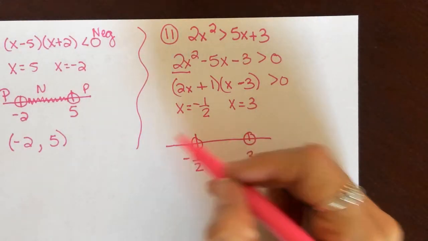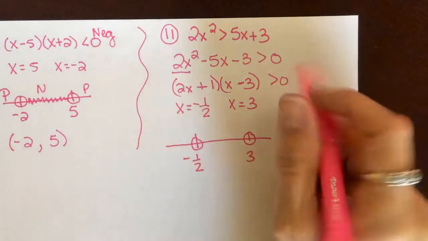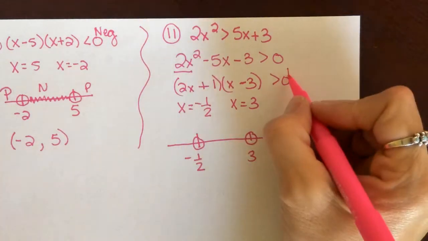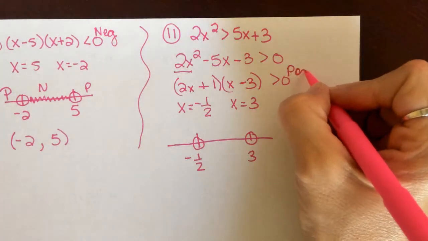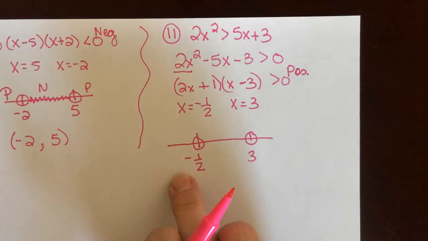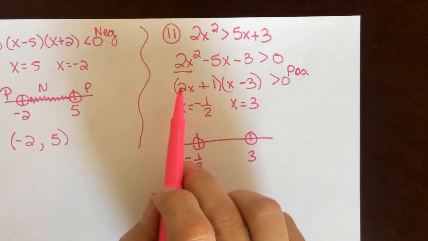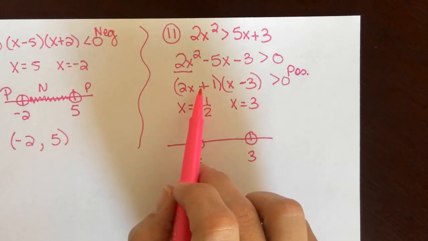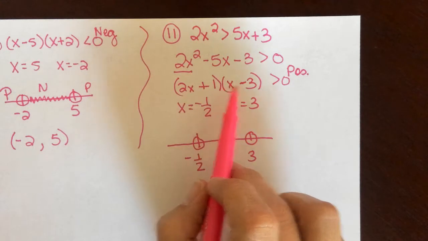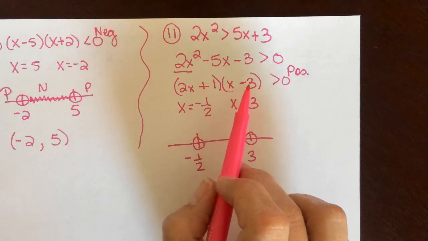When I'm checking to the left, in the middle, and on the right, this time I want answers that are greater than 0. So I'm only going to shade in the ones that are positive answers this time. If I pick a number to the left of negative 1/2, an easy number to pick is negative 1. 2 times negative 1 would be negative 2. Negative 2 plus 1 would be a negative 1. Negative 1 minus 3 would be a negative 4.